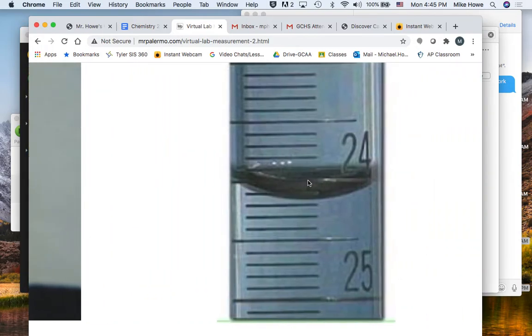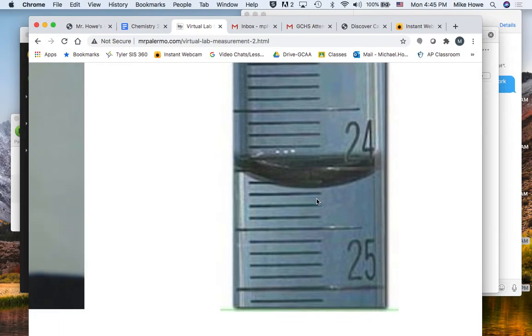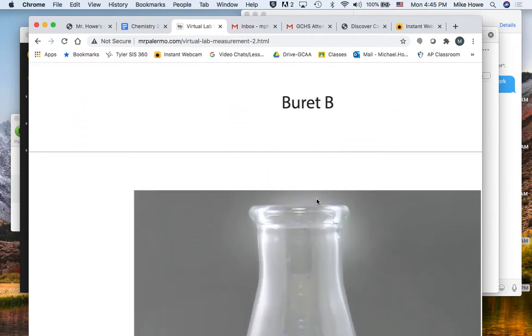If we look at this one, here's 24, there's 24.1. See, 25 doesn't come until down here. So we would say that that's 24.17 maybe, 24.17. I'm dividing this into 10 spaces, and I think I'm more than halfway between this line here and this line here. So 24.17 would be okay. But if you said 24.18, that would be correct also because that last digit is a guess.